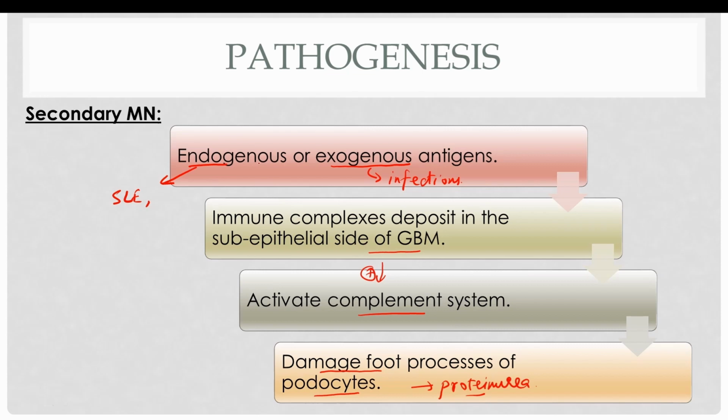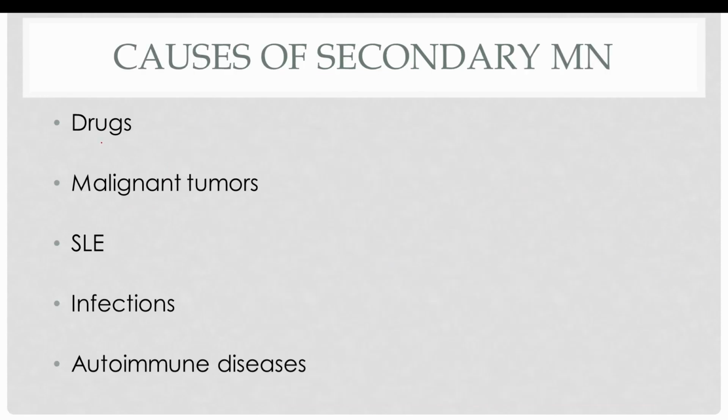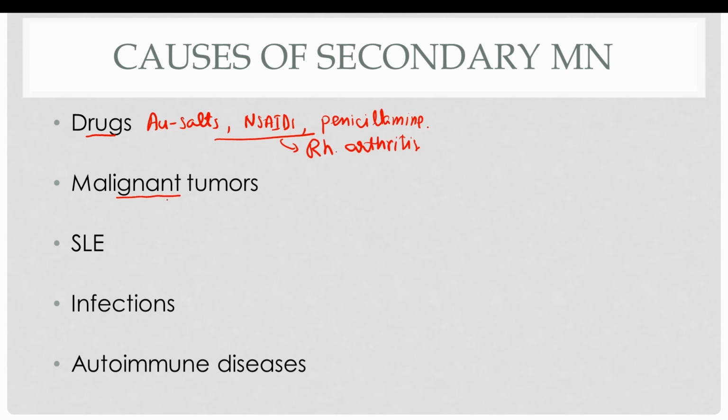So what are the causes of secondary membranous nephropathy? The most common are certain drugs such as gold salts, certain NSAIDs, and penicillamine. All these drugs are used in the treatment of rheumatoid arthritis. Certain malignant tumors such as colon cancer and lung cancer are also identified to be causes of membranous nephropathy. Then there is systemic lupus erythematosus, and certain infections such as hepatitis B virus infection, malaria, and treponema can also cause secondary membranous nephropathy. Autoimmune diseases such as diabetes mellitus and thyroiditis can also cause membranous nephropathy.